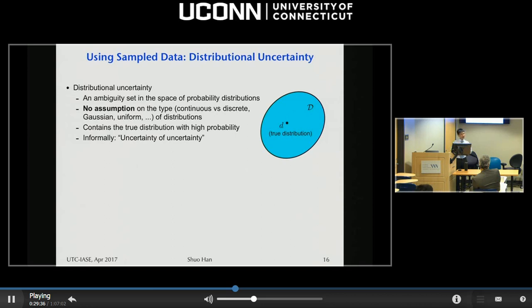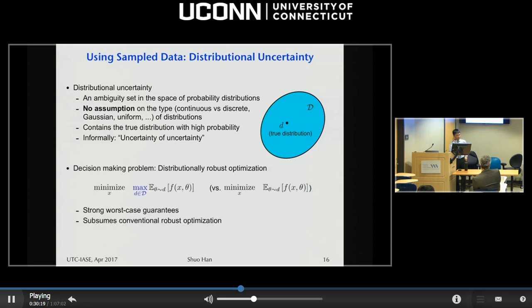So here, there's no assumption on the type of distribution within the set. It could be continuous, it could be discrete, it could be Gaussian, it could be uniform, it could be any distribution. So I'm not doing a parameterized form of the distribution. And the only requirement with the set is that the true distribution needs to be contained in the set with high probability. So informally, if we think of the true distribution as the uncertainty, then this is the uncertainty around that uncertainty. So that's why I avoided using uncertainty to denote my probability distribution of the stochastic phenomenon.